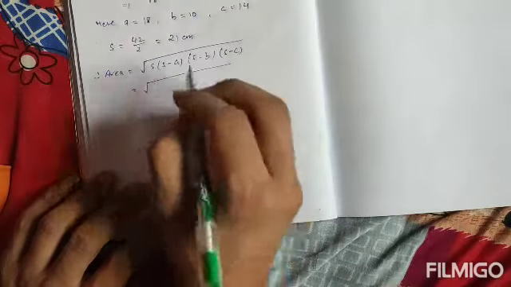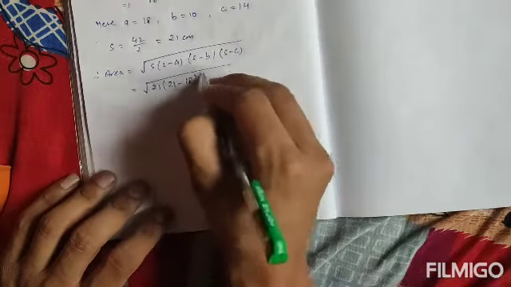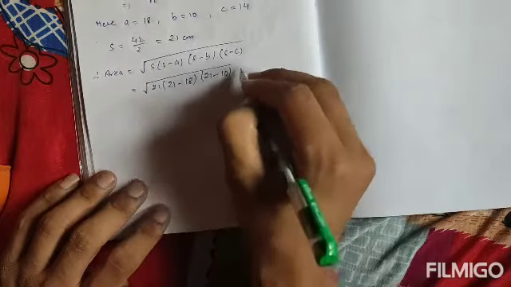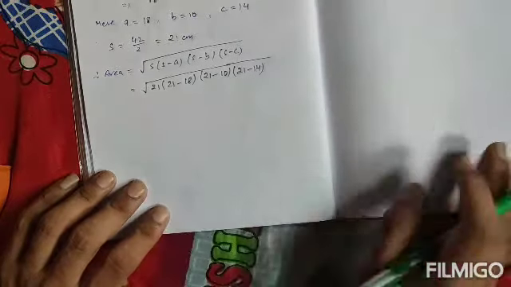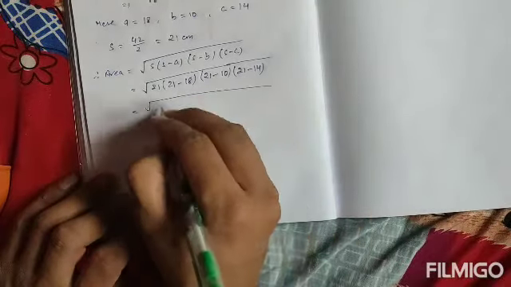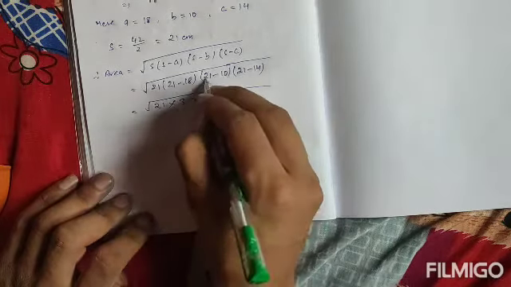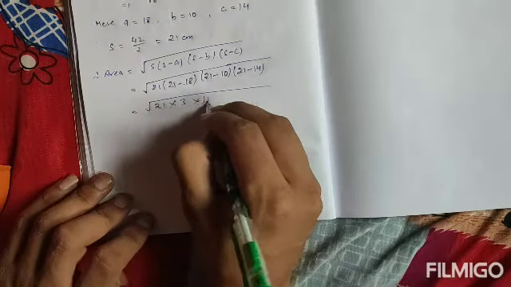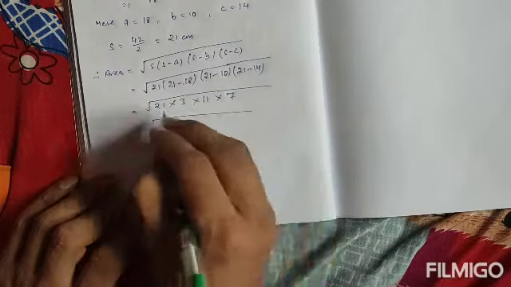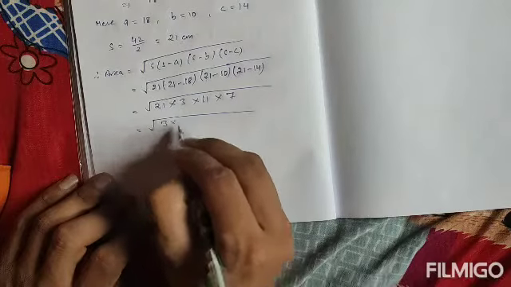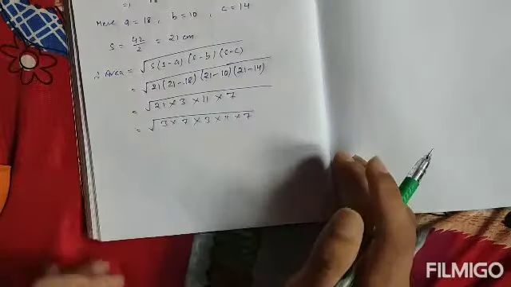Okay, so under root of s is 21 into 21 minus a, that is 18, into 21 minus b, that is 10, and 21 minus 14. This square root should be for all. Okay, equals under root of 21 into 21 minus 18 is 3, into 21 minus 10 is 11, into 21 minus 14 is 7, isn't it? So now prime factorize each and every term. So this one will be 3 into 7, this will be 3 only, this will be 11 only, this will be 7 only, because they are prime numbers.